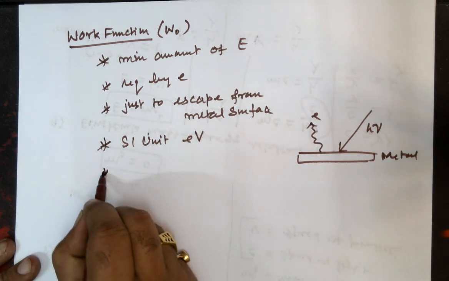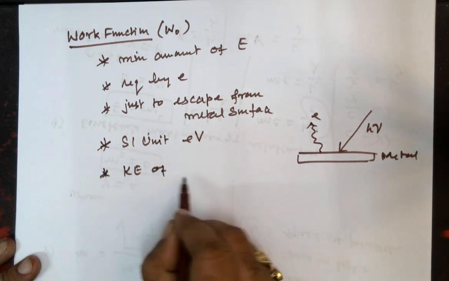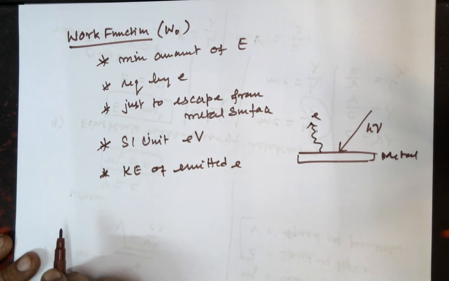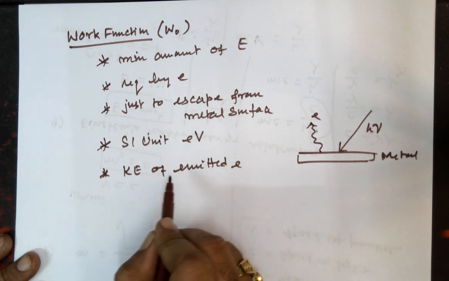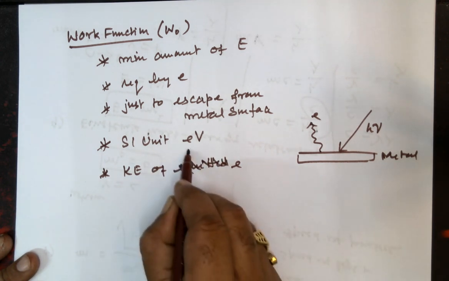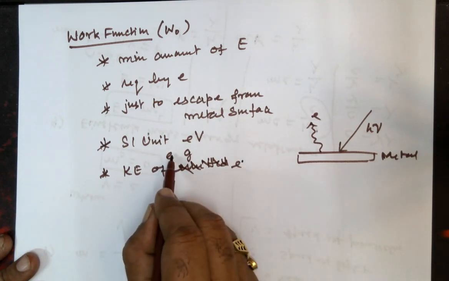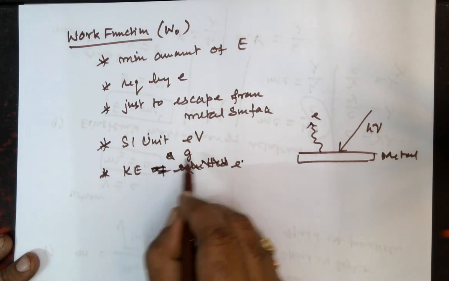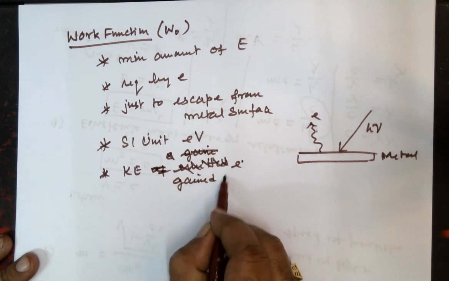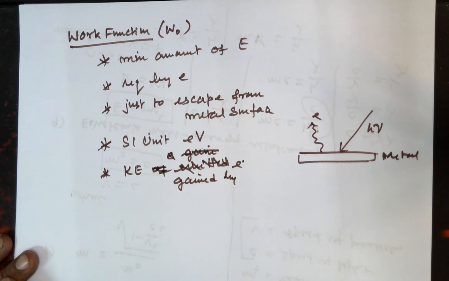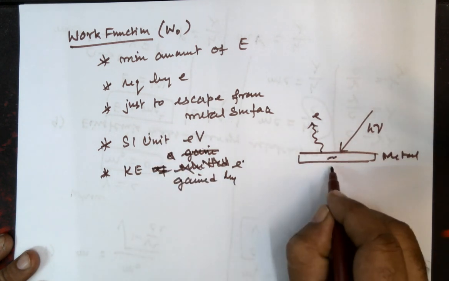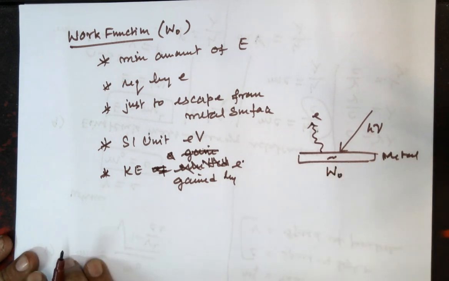This is the kinetic energy of the kicked out electron, the emitted electron. Because we can say kinetic energy is gained by an electron for emission. So some amount of energy is used up in order to kick out, so that is W naught. That is the work function.